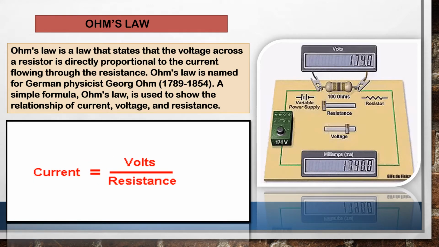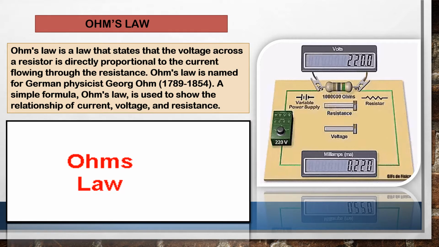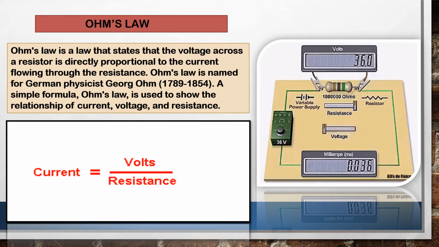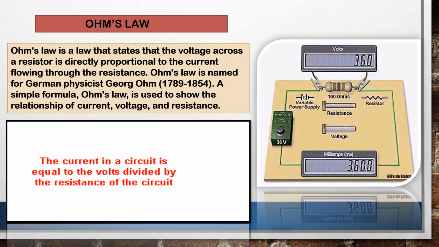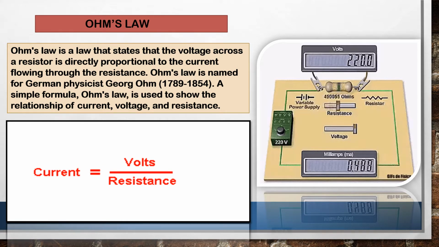Ohm's law is a law that states that voltage across a resistor is directly proportional to the current flowing through the resistance. Ohm's law is named for German physicist Georg Ohm, 1789 to 1854. A simple formula, Ohm's law, is used to show the relationship of current, voltage, and resistance.